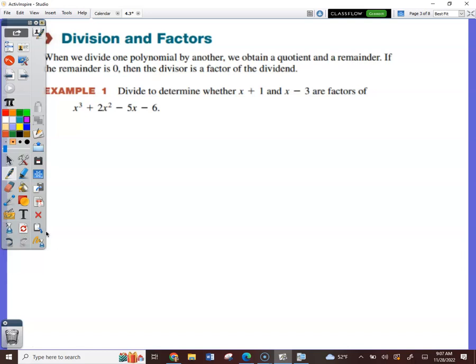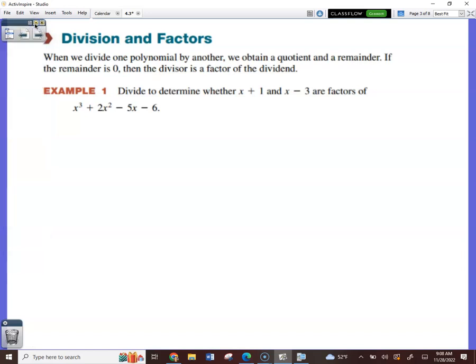So, the tie-in here, determine whether, and I like to put parentheses around it, x plus 1 and x minus 3 are factors. Okay, well, in the back of my mind, I'm going to say to myself, if they are factors, then that means -1 is a solution and 3 is a solution. So I could check that from the beginning. We're going to use long division.